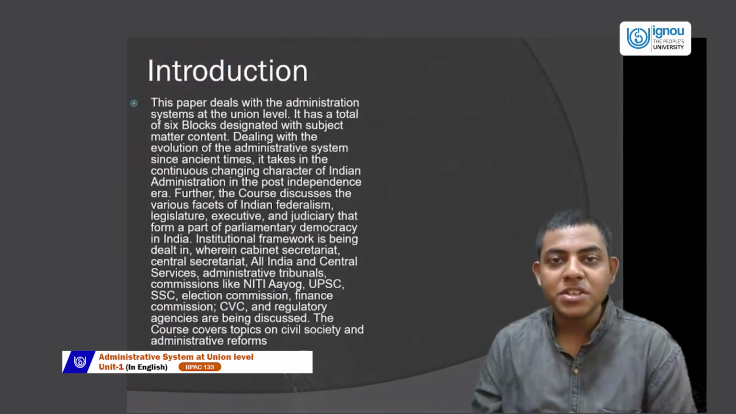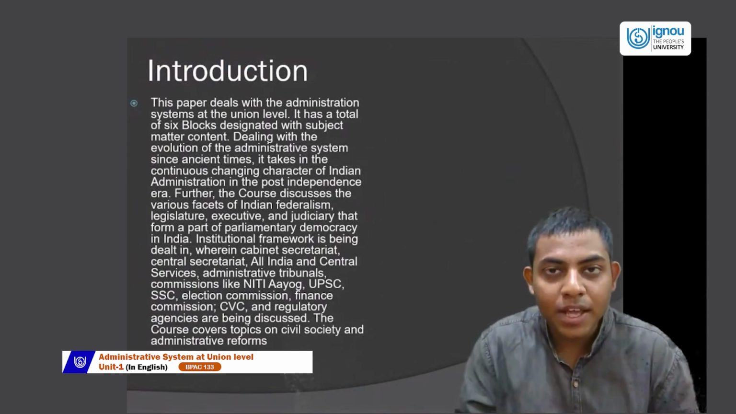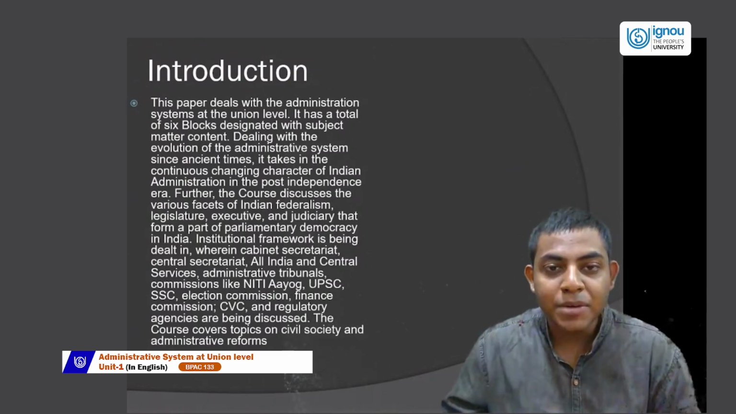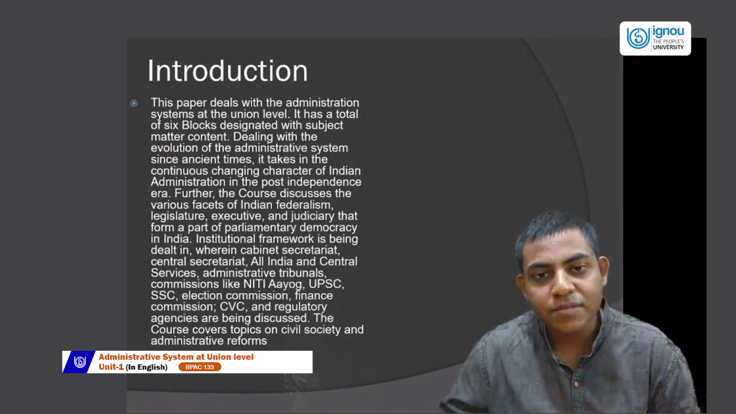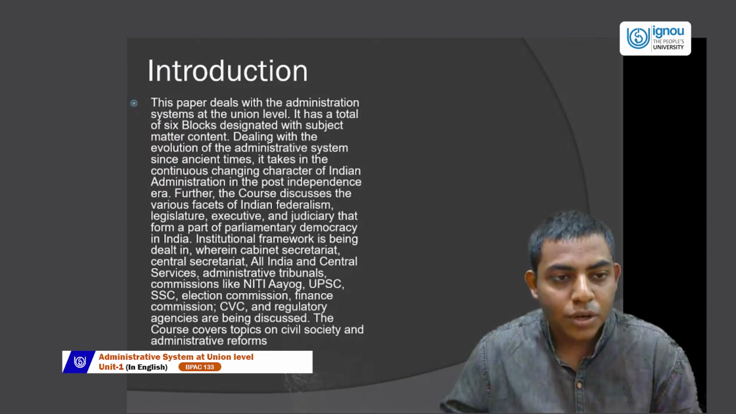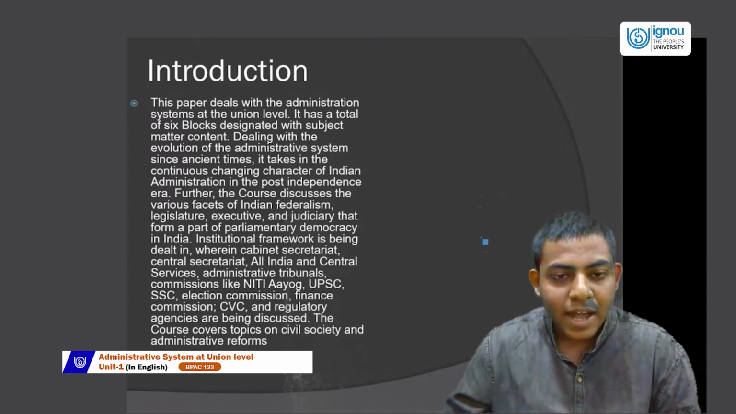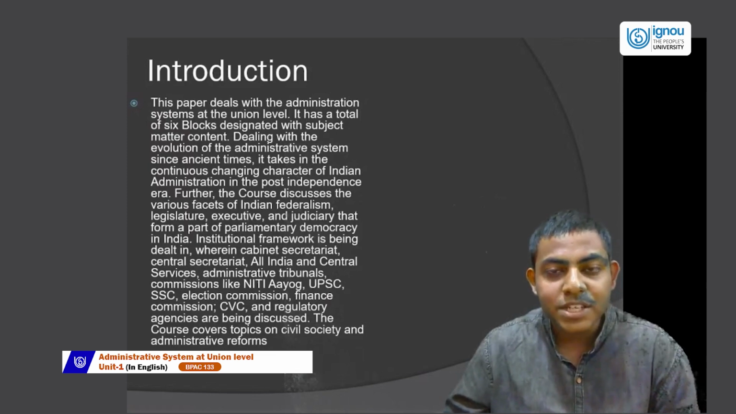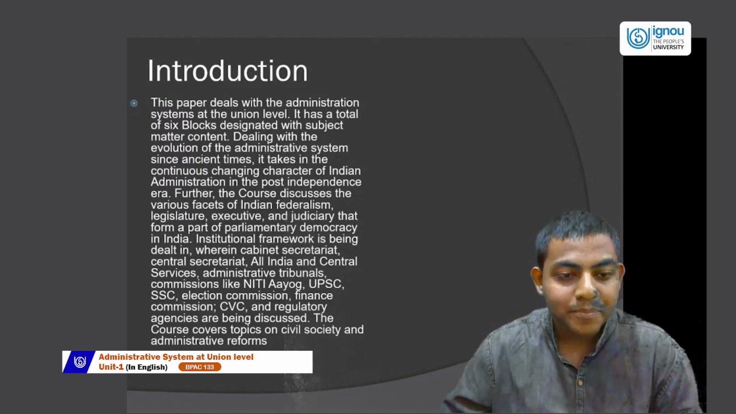Now, before beginning with the first unit, let me just give you a brief introduction of this paper, BPAC 133, the administrative system at the union level. This paper deals with the administrative system at the union level, as the name itself suggests. As I just told you, it has a total of 6 blocks. It deals with the evolution of the administrative system since ancient times, and it takes in the continuously changing character of Indian administration in the post-independence era.